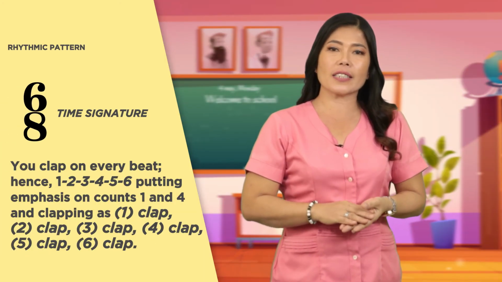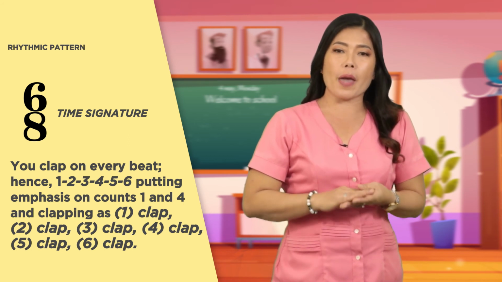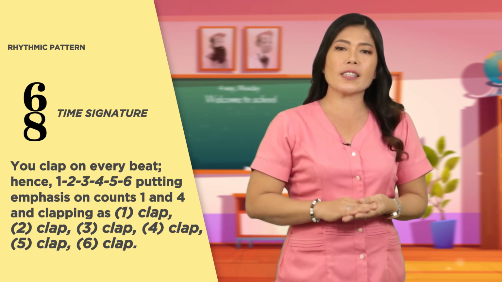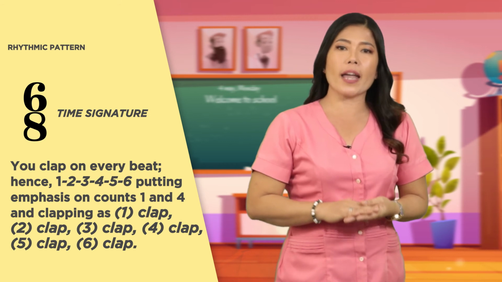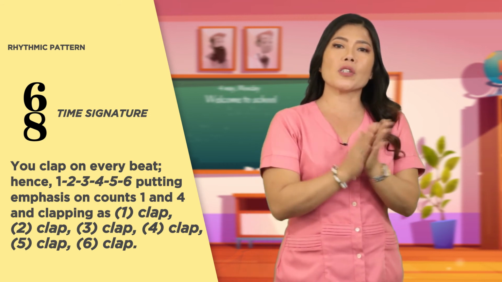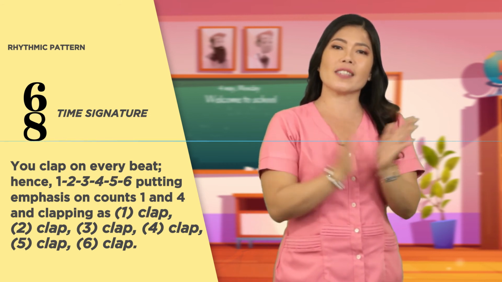In a 6/8 time signature, you clap every beat, putting emphasis on counts 1 and 4. 1, 2, 3, 4, 5, 6.